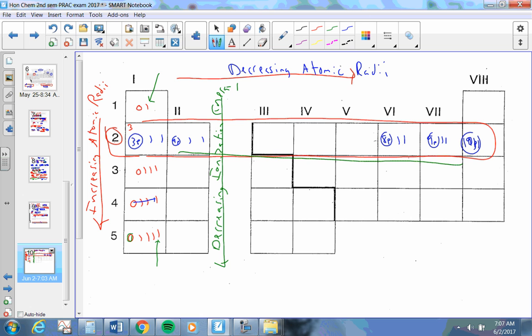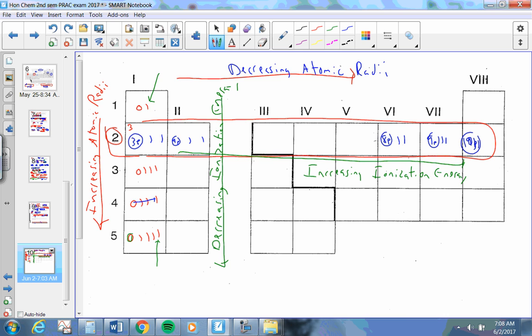Because this gets smaller, we're going to have an increasing ionization energy. It'll be harder, increasing ionization energy. As that nucleus gets tighter and tighter, it would be harder to take that away because it's very close to the energy that's holding it in tightly.